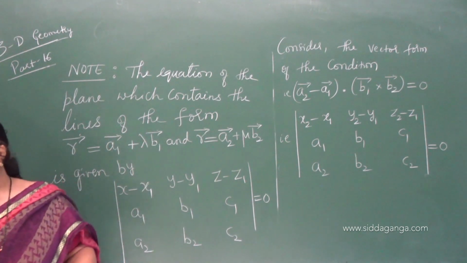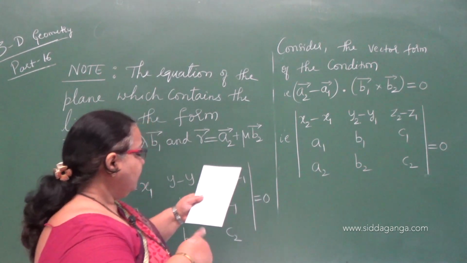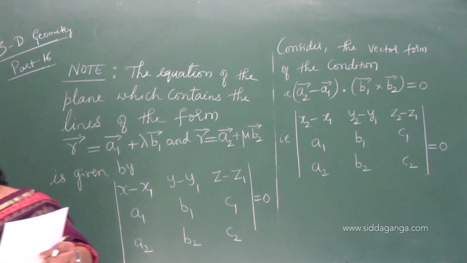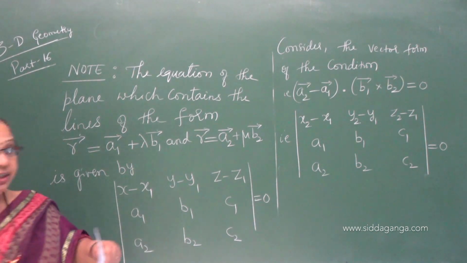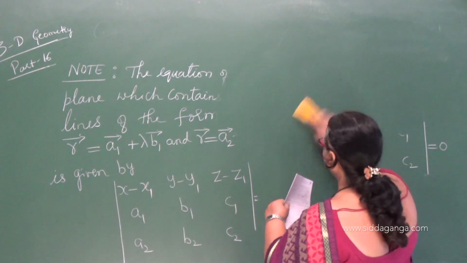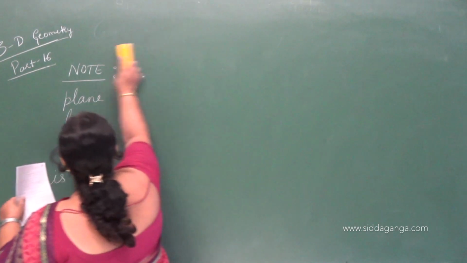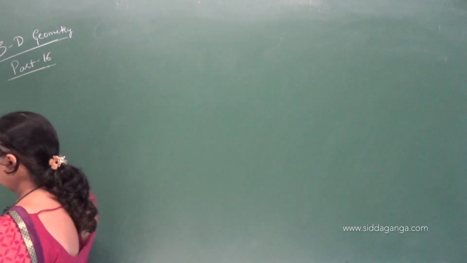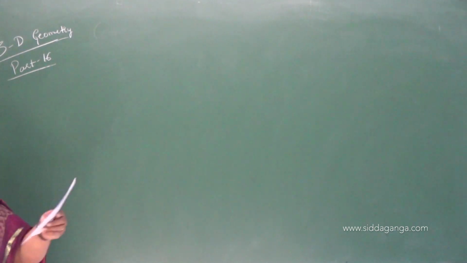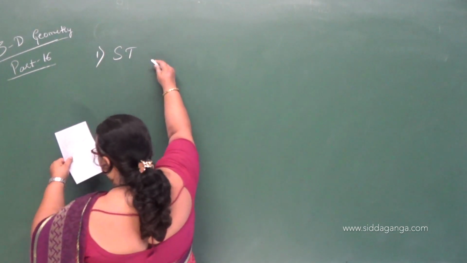So now let us solve problems based on this concept, that is, the condition for the coplanarity of the two lines. Now take an example. There is only one in the textbook, but let us solve a different problem here.